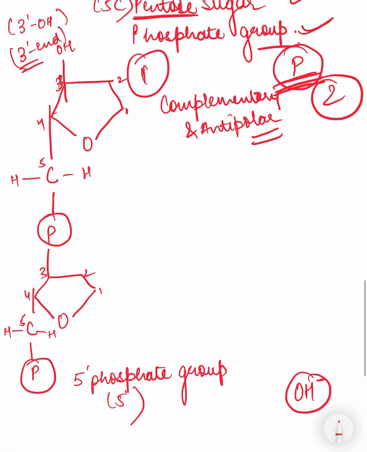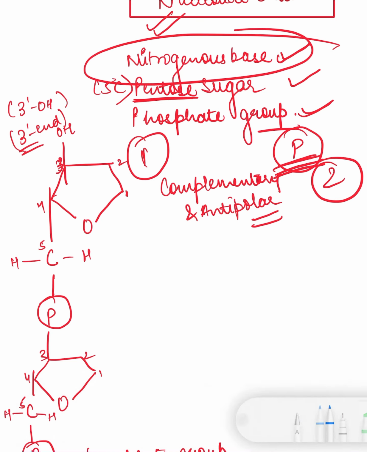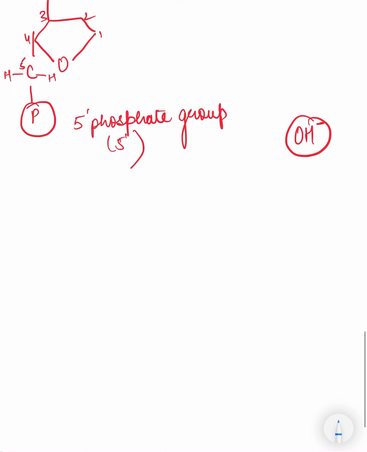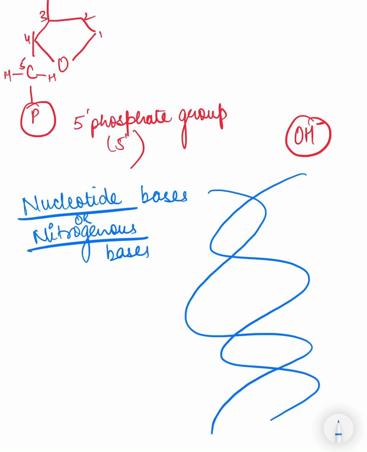Now let's talk about the third aspect of this nucleotide chain, which is the nucleotide base. What are these bases? The nucleotide bases are also known as nitrogenous bases. These bases are the very essential parts of the DNA which connect these two chains. For example, how are these chains connected to each other? Why are they not separating? These are the bases which are connecting these two chains.